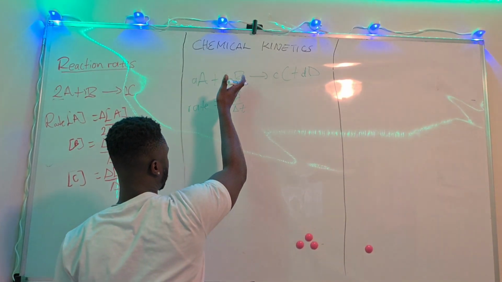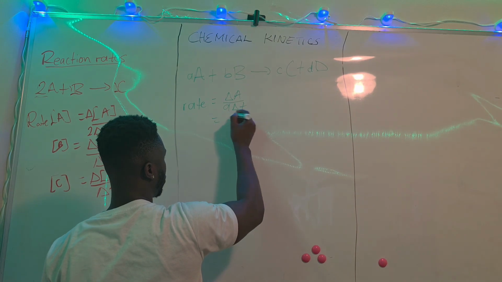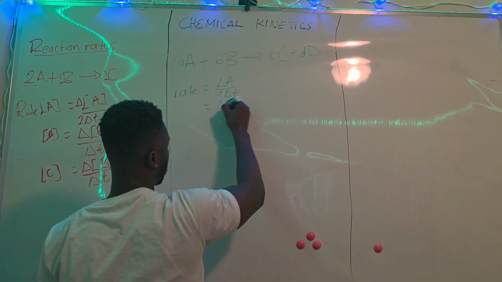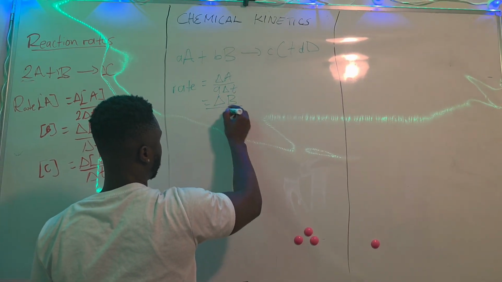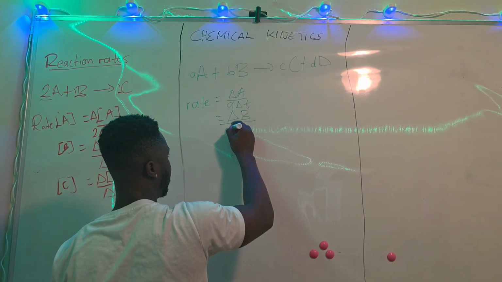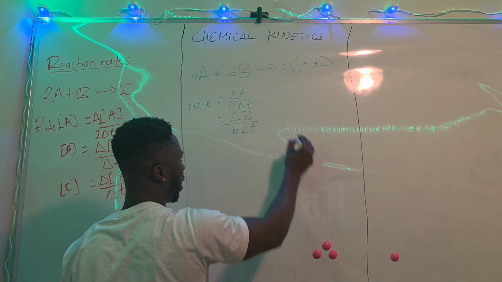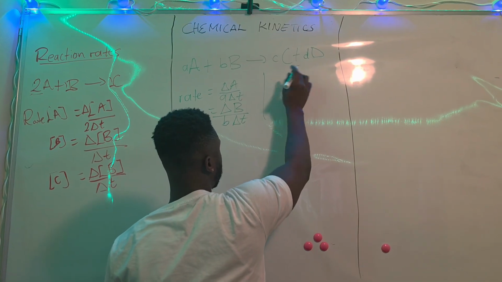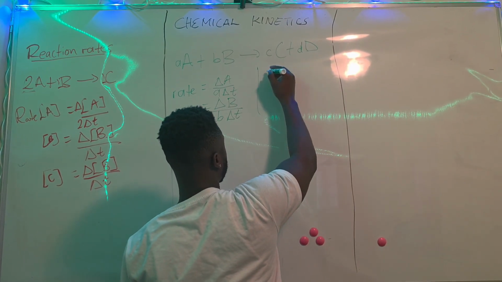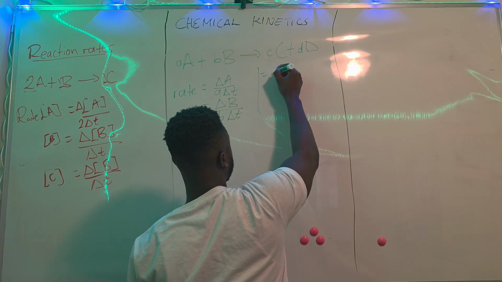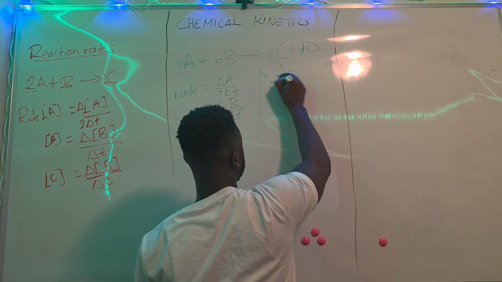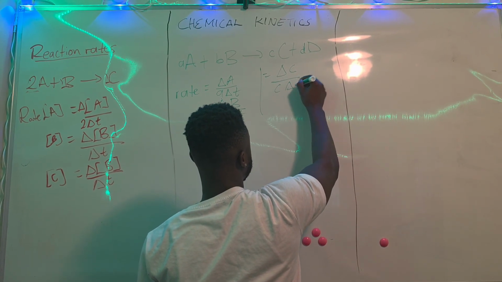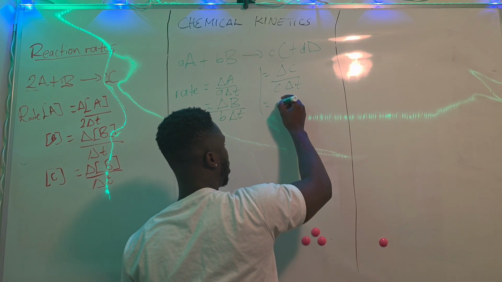If we want to do it with respect to B, it's going to be a similar thing: the change in concentration of B divided by the stoichiometric coefficient b and then the change in time T. Now it will work if you want to do it in the reverse way, as that would imply the change in concentration of C divided by c and the change in T, and the same thing will go for D.